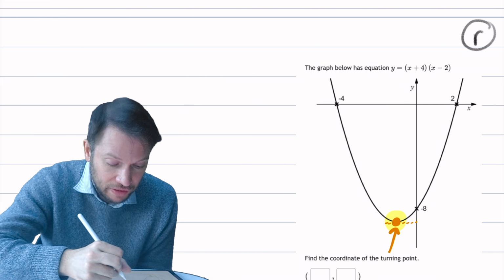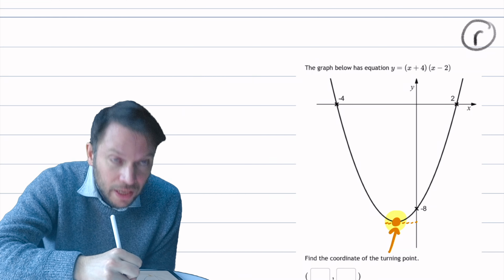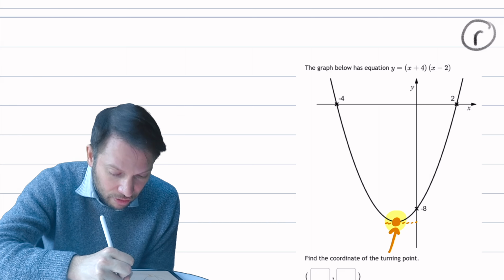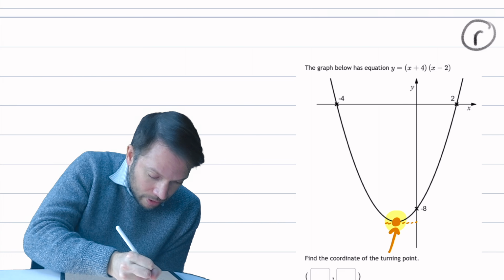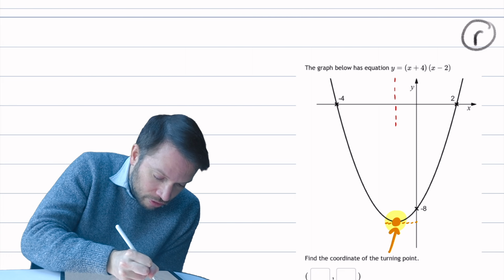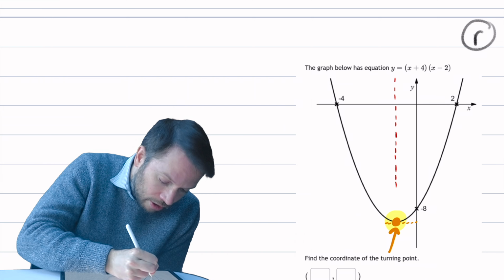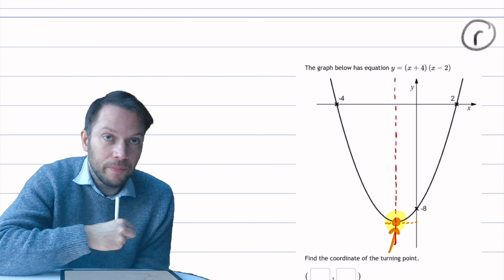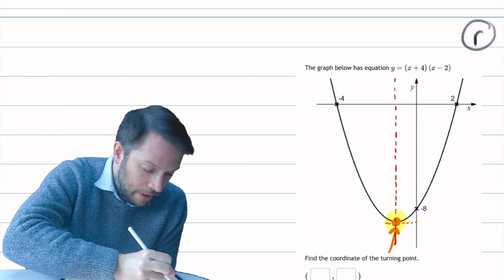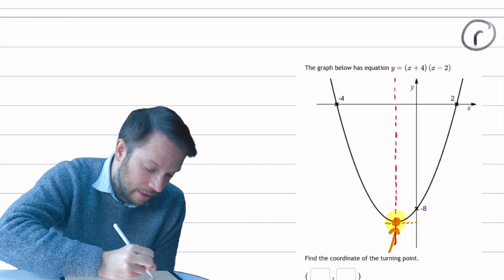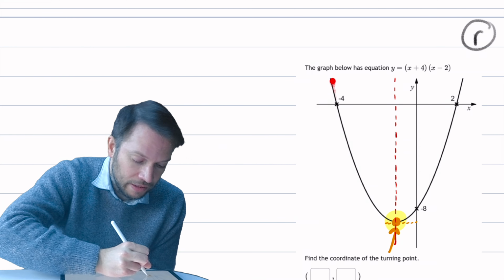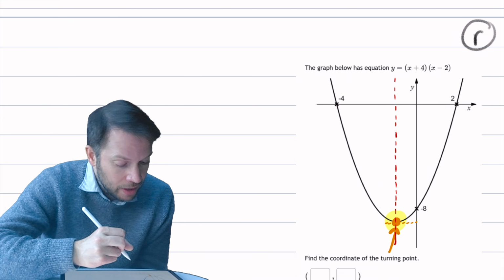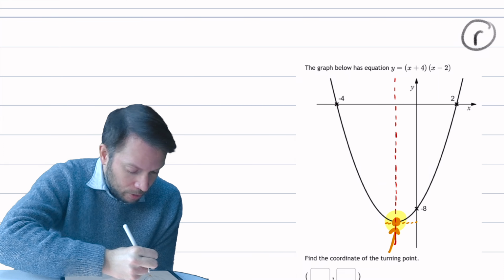Now, we saw in previous videos that the line of symmetry of a quadratic graph goes through the turning point. So if we drew the line of symmetry, it goes through this bottom point here. You can see, look, if you reflect this half of the quadratic curve in this line here, you get this half here, right? So we want to find the coordinate of this turning point.